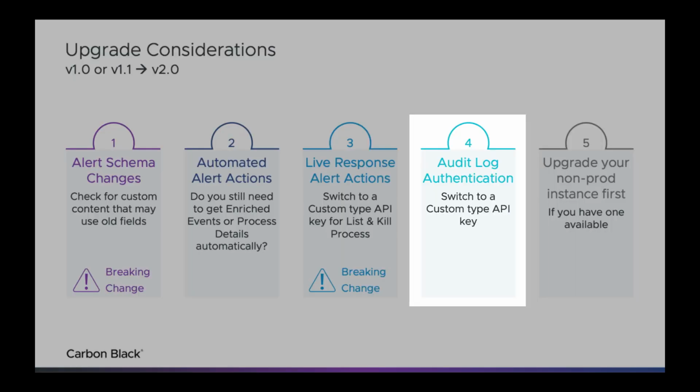Finally, you can use this same custom key and access level to get audit logs. I'd recommend making this change immediately upon upgrade because your old non-custom type API key will stop working in October of 2024. And let's be honest, if you don't do it now, you're probably going to forget about it and wake up on November 1st, audit log list.